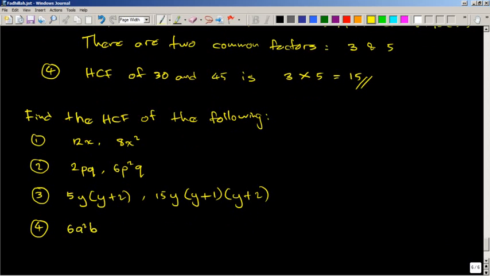Number 4, 6a squared b cubed c. I hope you can see it clearly. This is cube. And 3 numbers here: 9a cubed b squared c squared, and then the next number is 18a to the power of 4 and c cubed. This is the power of 4. Okay, try one by one.